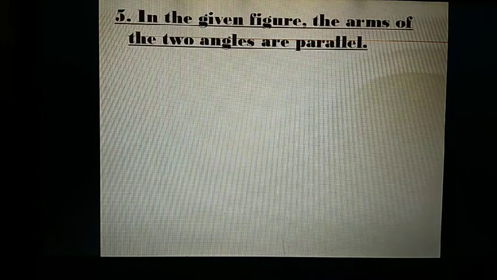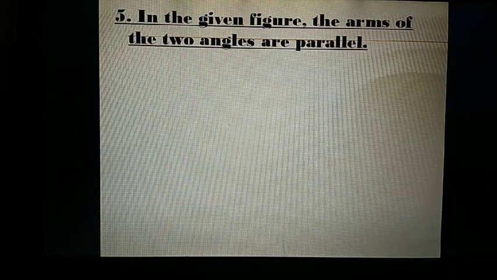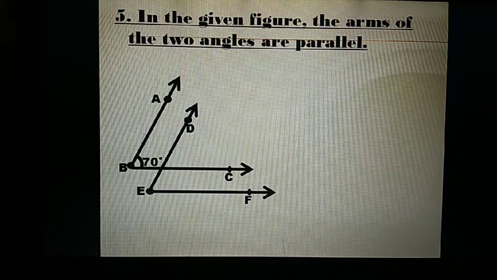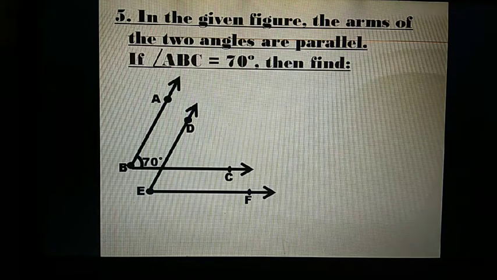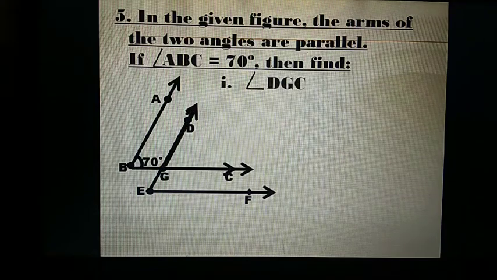Moving to question number 5. In the given figure, the arms of two angles are parallel. All the arms are parallel to each other. We are supposed to find angle DGC. And angle ABC is equal to 70 degrees, given to you.